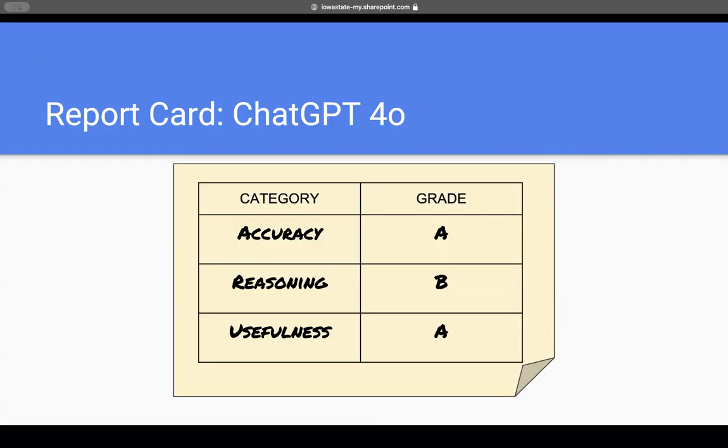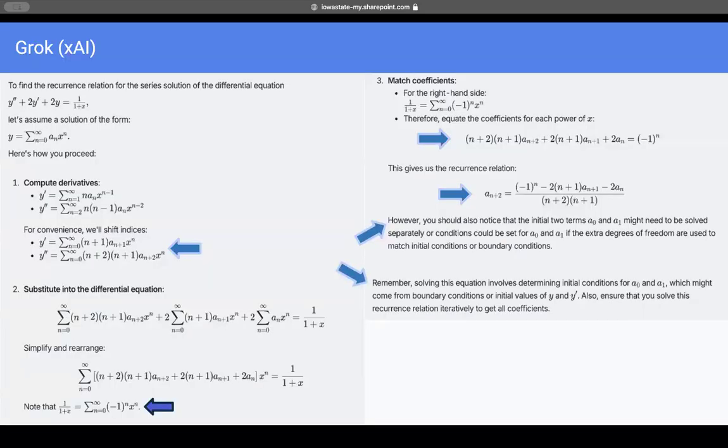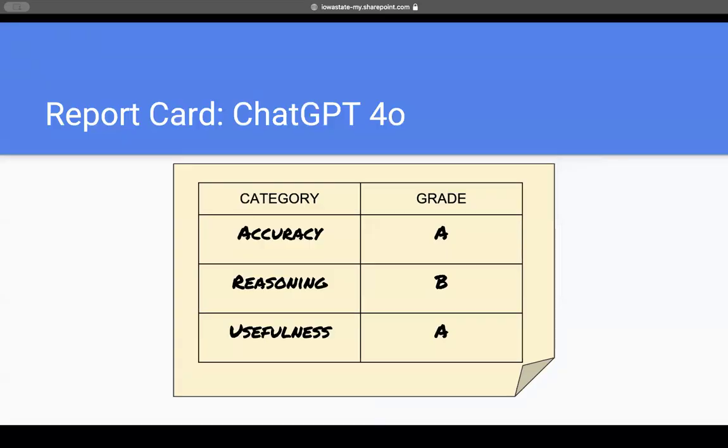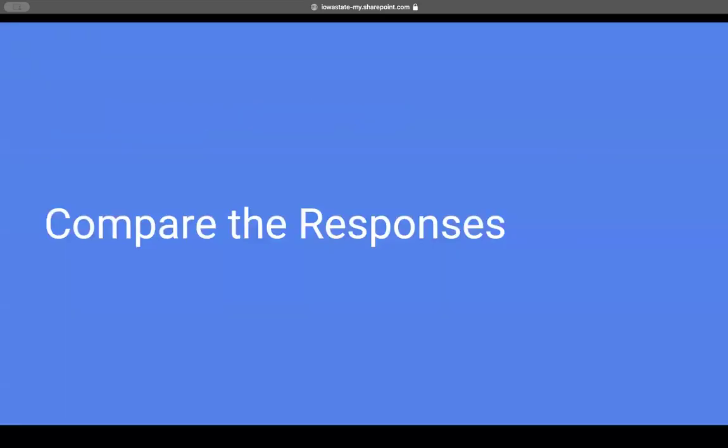I'd say maybe the reasoning is just a hair worse than ChatGPT's, just because it skips two things that are nice to tell us, which is, one, that the 1 over 1 plus x series is the Taylor expansion. That's not such a big deal. But it also did not mention anything about why we can get rid of the sum and just deal with the coefficients, whereas ChatGPT did explain that. So that one did quite well as well.